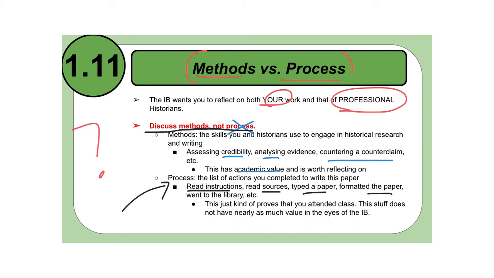So in terms of the methods, talk about assessing the credibility of sources, analyzing sources, countering your counterclaim. Those are things that historians do. These other things, like going to the library and writing your paper, those are just menial tasks that everyone is expected to do. So focus more on methods, not on process.